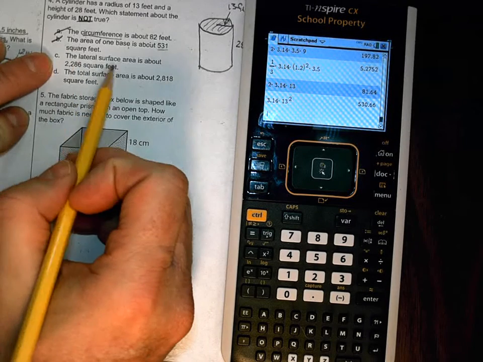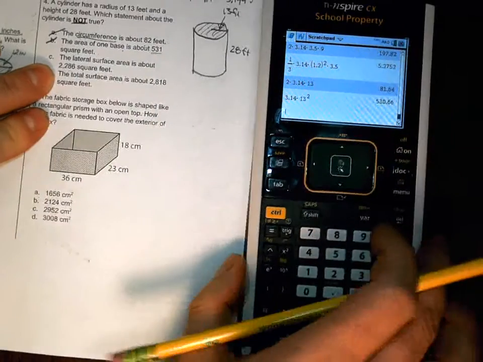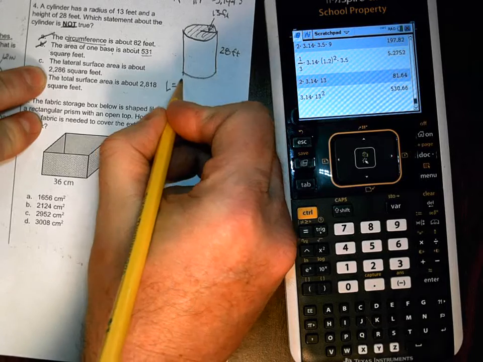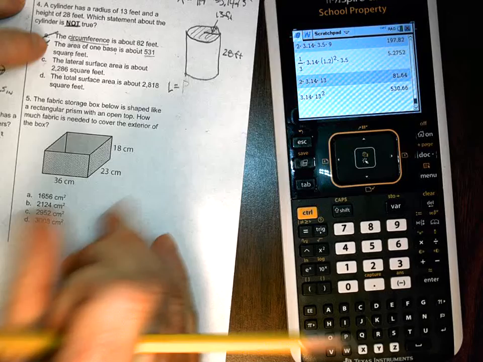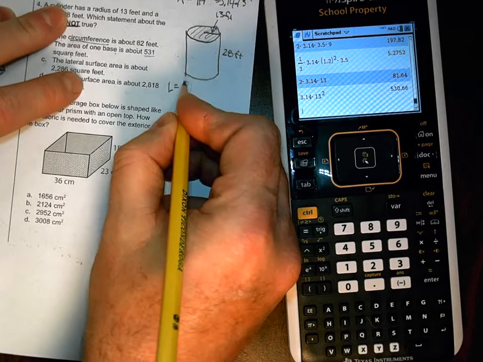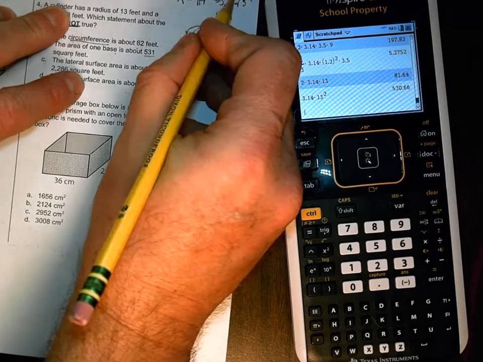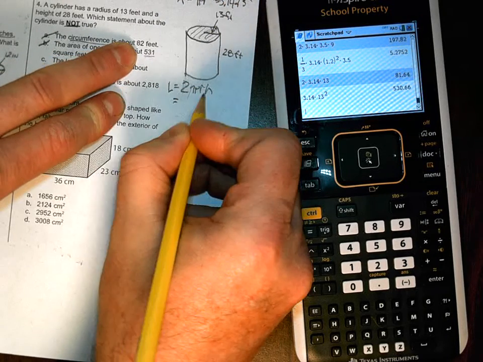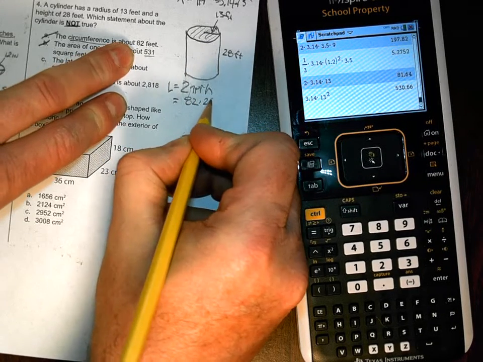This one says the lateral surface area is about 2,286 square feet. So lateral surface area, if we go to find the formula, lateral is perimeter. Oh, sorry, it's not perimeter. I'm on the wrong figure there. The lateral surface area is 2 times pi times r, which is circumference, times h. So I already found circumference, right? I found it was about 82 feet. So realistically, I'm already doing part of the work. So there's 82 times the height, which is 28.